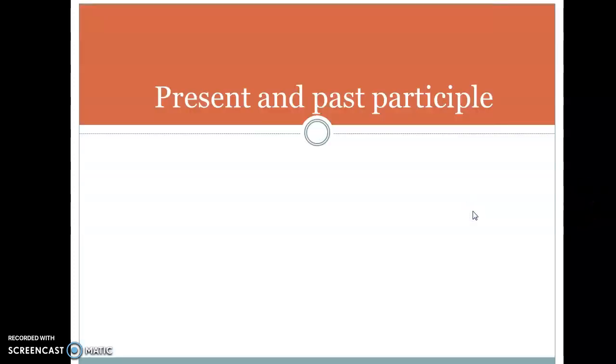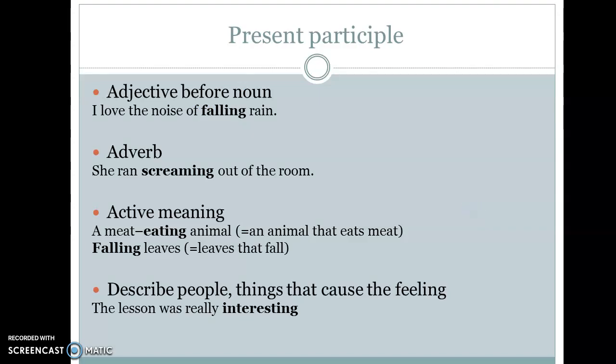Present and past participles. As I mentioned before, they can function as adjectives before a noun. I love the noise of falling rain. Or as adverbs. She ran screaming out of the room. Present participial forms have an active meaning. If we say, a meat-eating animal, this is an animal that eats meat. Or falling leaves. These are leaves that fall, and we can feel the action in between.